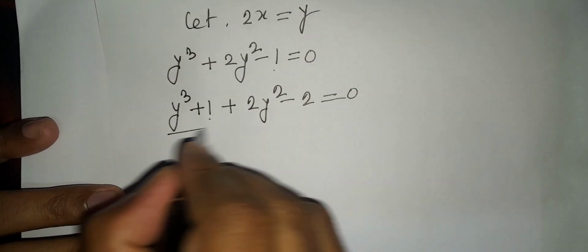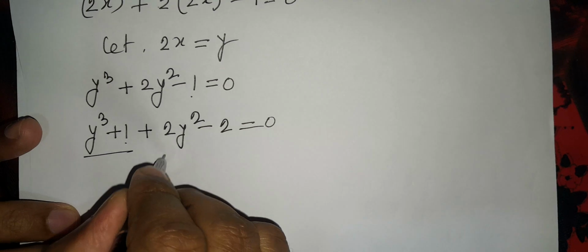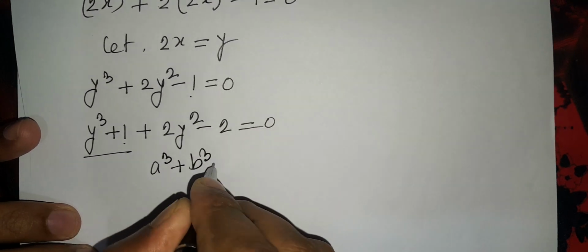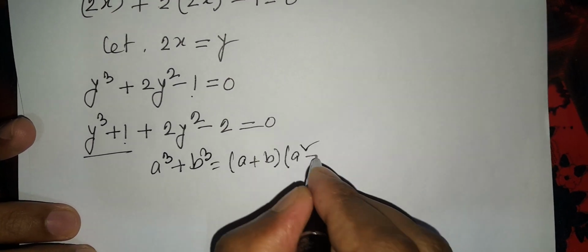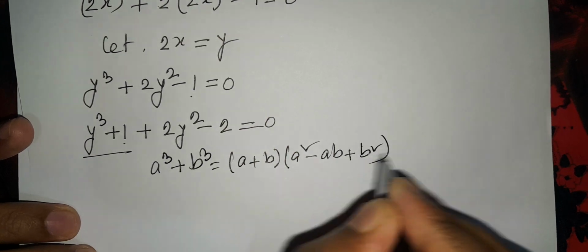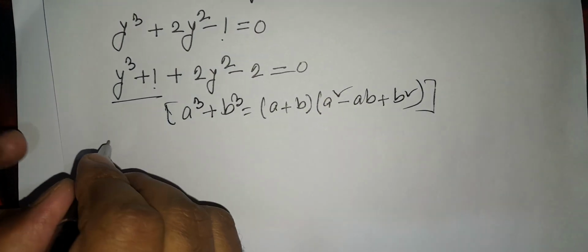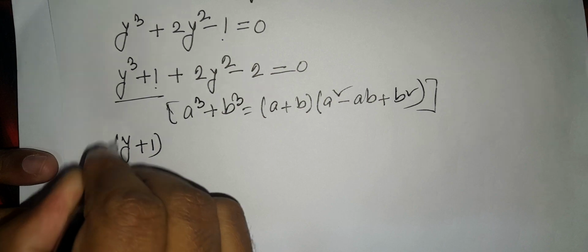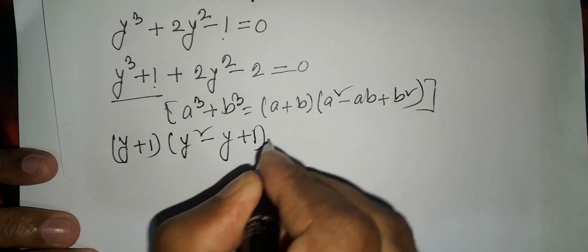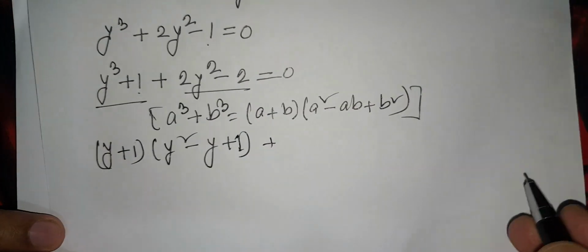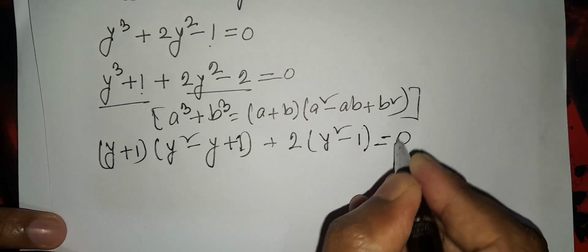Okay, and here we use a formula: a cube plus b cube equal to a plus b into a square minus ab plus b square, and we write here y plus 1 and y square minus y plus 1, and here we take 2 common, y square minus 1 equal to 0.